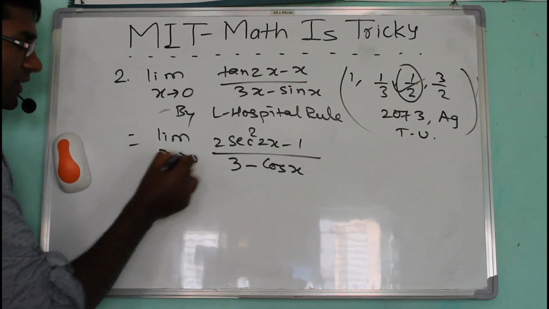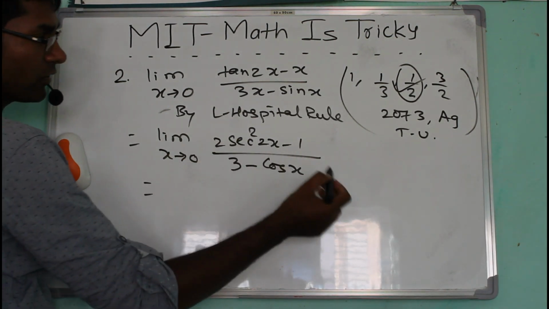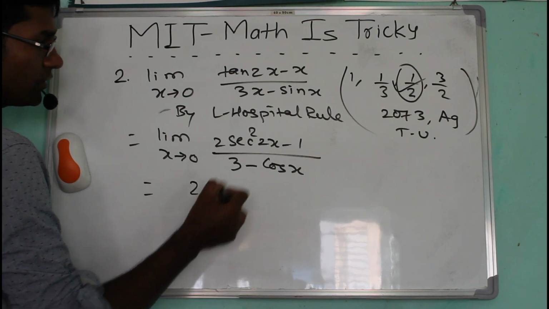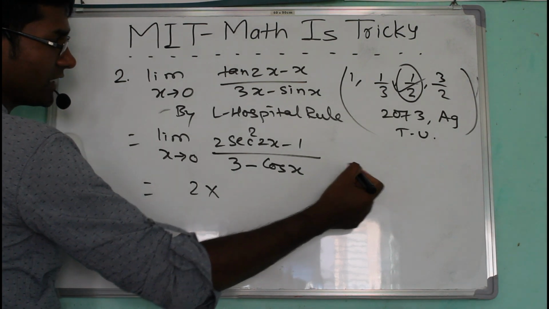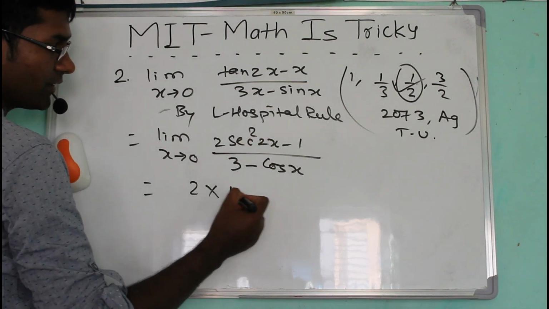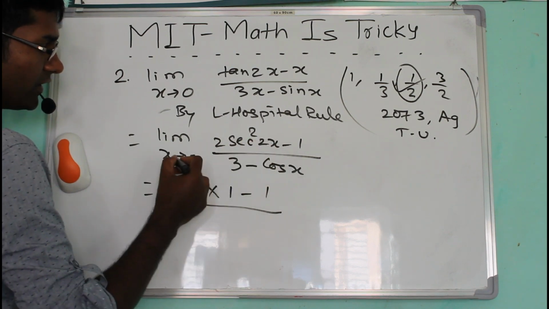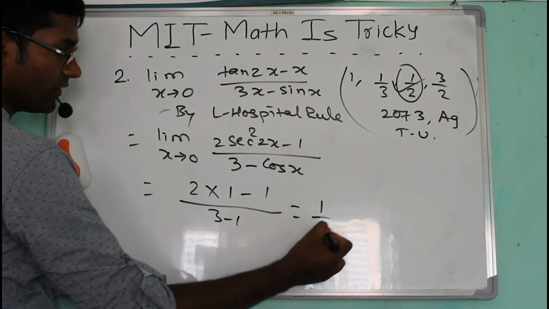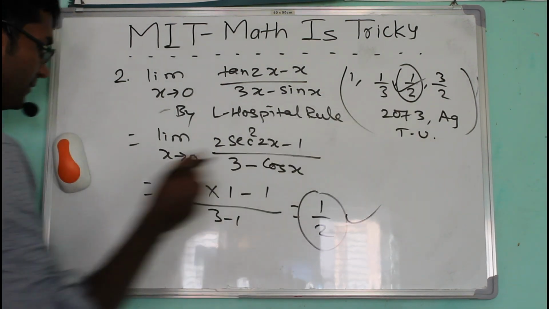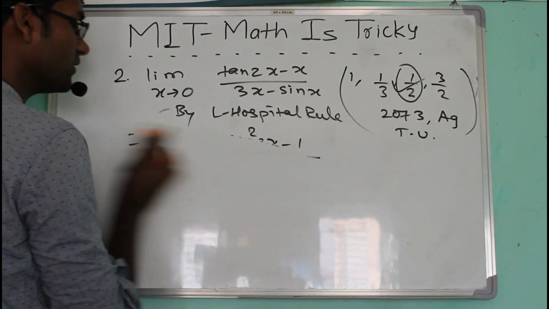Now let's put the value of x. See how much we are getting here. 2 into sec square 2x, that is sec square 0, which is 1, minus 1, and then simply putting the value of x as 0, we get 3 minus 1. It is again 2 minus 1 means 1, over 2, so 1 by 2. Same answer we got here. So this is the second question. Let's move to the third question.